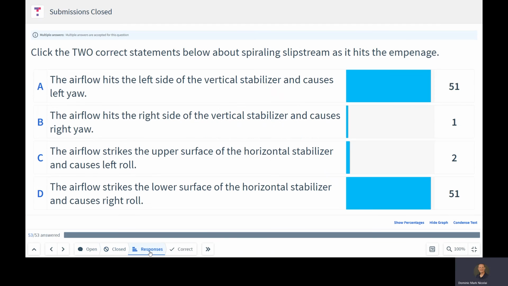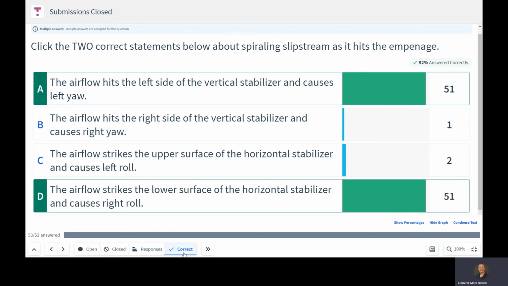All right, so hopefully you got that one right, and most of you did get it correct. Okay. So answer B, the airflow does not hit the right side of the vertical stabilizer. It is hitting the left side. Answer C, airflow does not strike the upper surface. It is coming from beneath the left horizontal stabilizer.